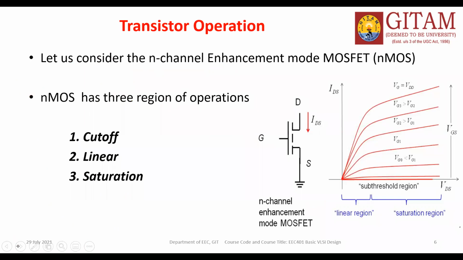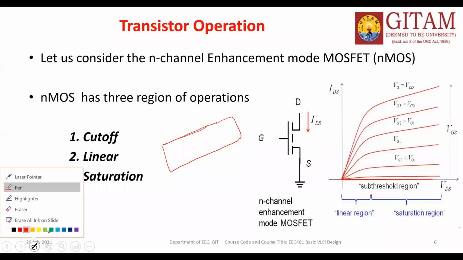Fine. Now let us see the operation of the transistor. In construction, we have recapitulated the different modes that are there. Now let us see the MOSFET operation. So the MOSFET can be operated. Let us consider the enhancement mode, that too N-type channel.